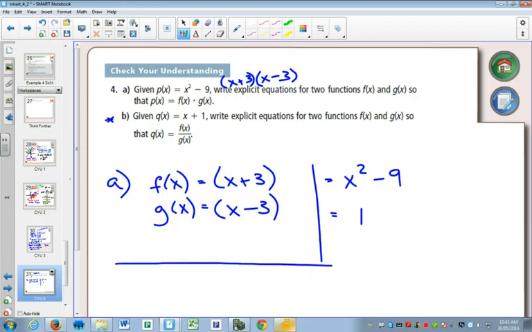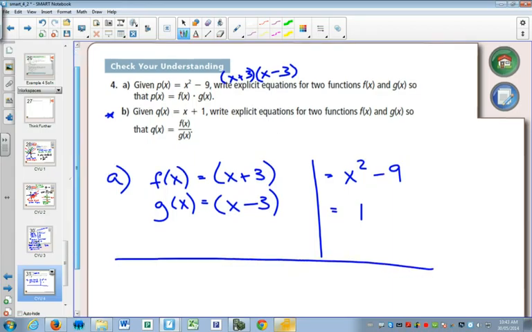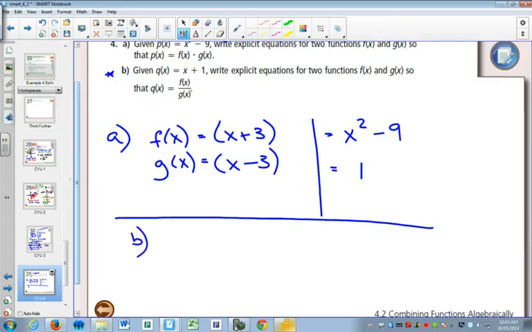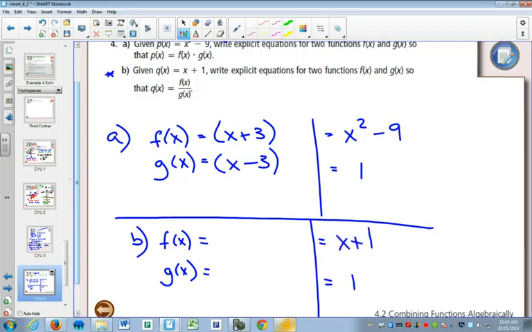For b, we have two functions now. They're divided. What would the super easy one be? Divide by 1. Good.